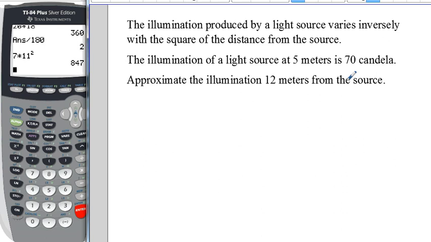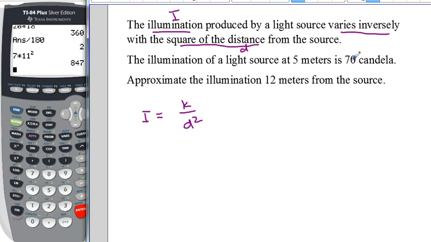All right, so what's going on? We have this thing called illumination. I'm going to just let that be a capital I. Varies inversely with the square of the distance. I'm going to use d. So if I just break this down, I basically have illumination varies inversely with the square of the distance. So I equals k over d squared. All right, so I got my first step.